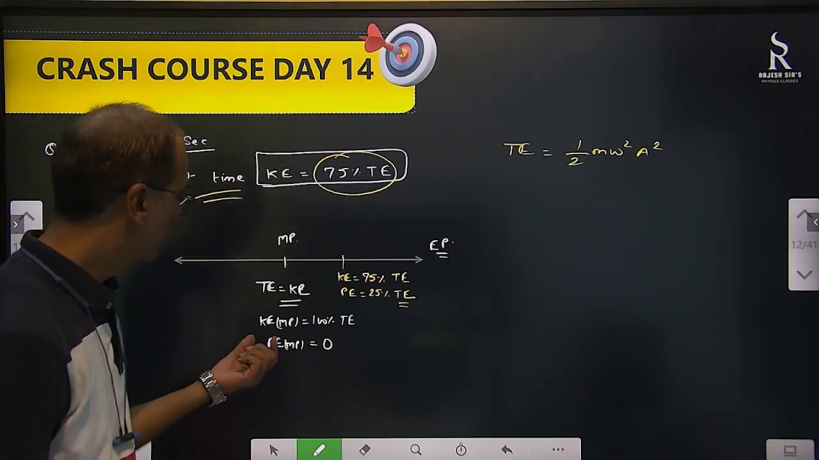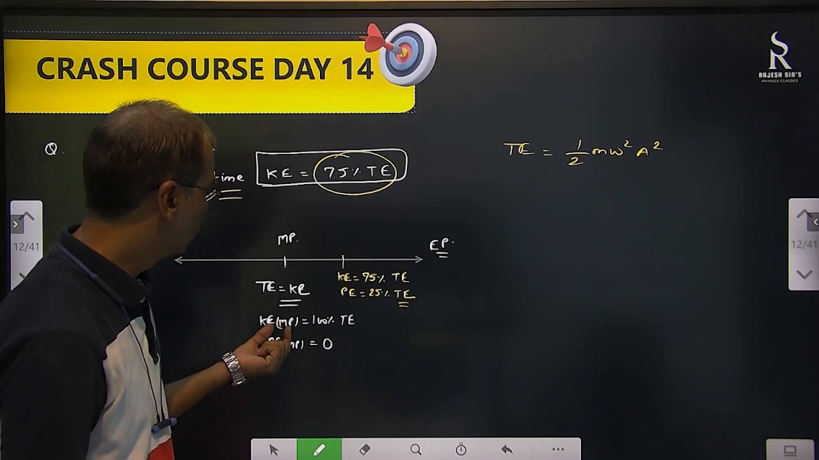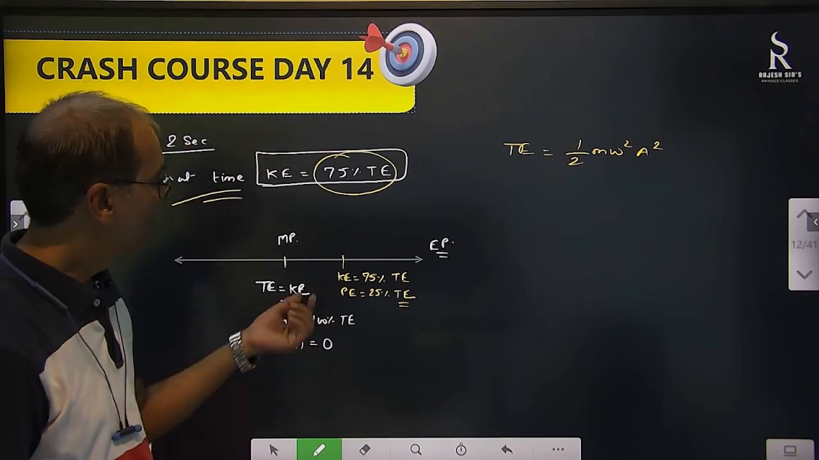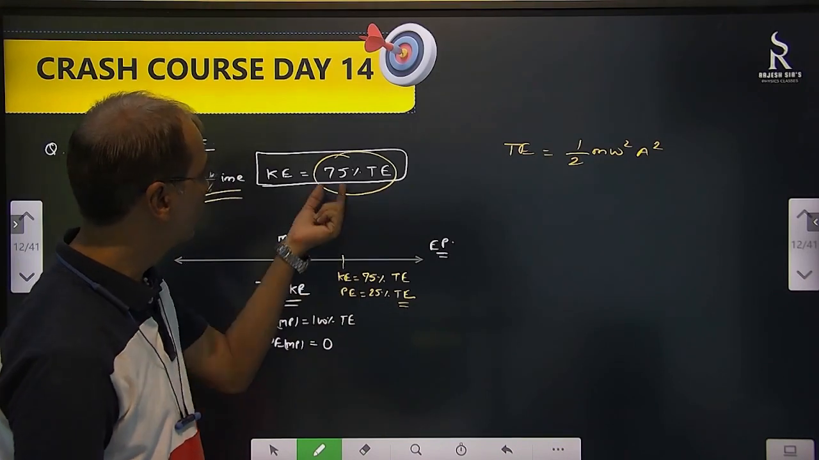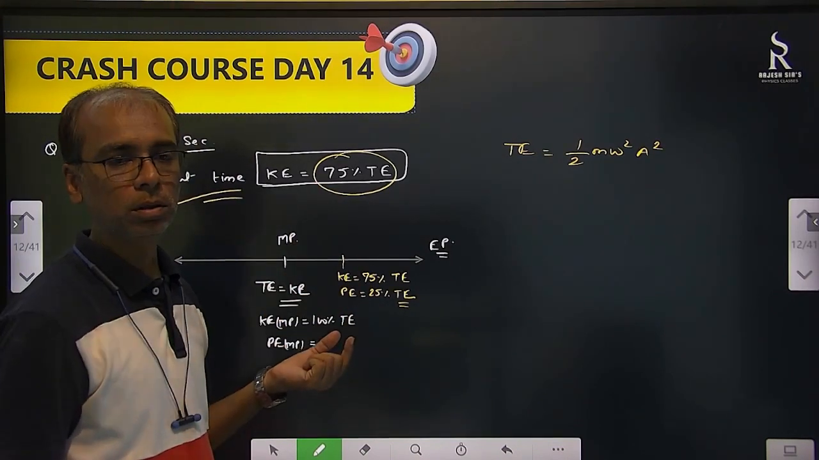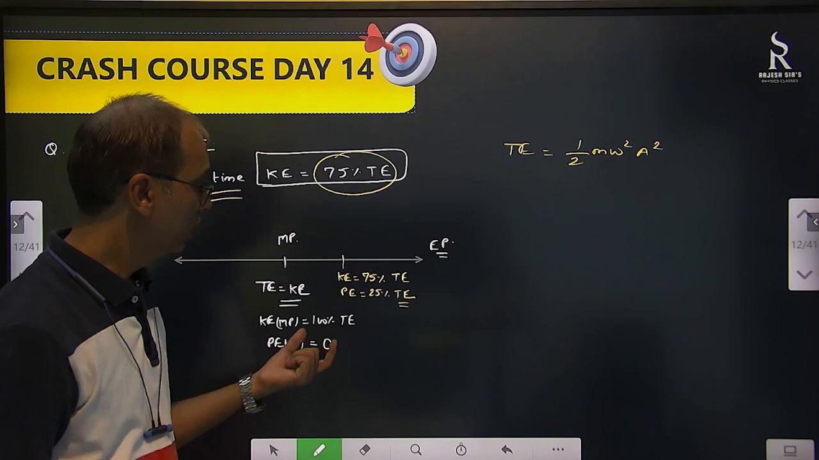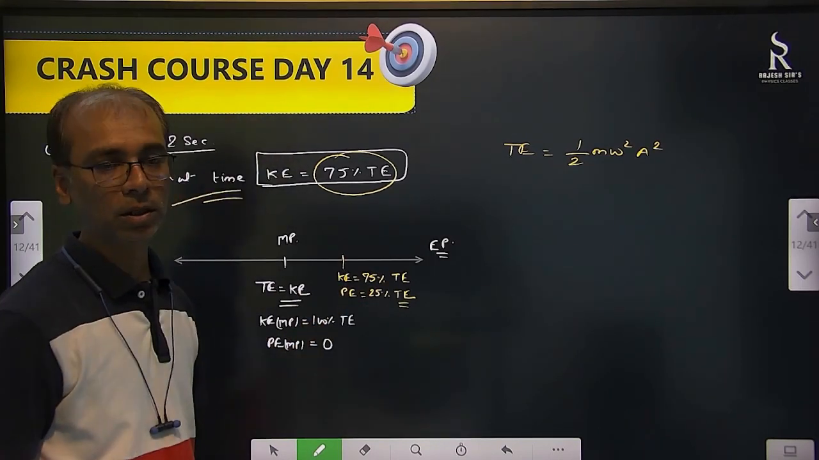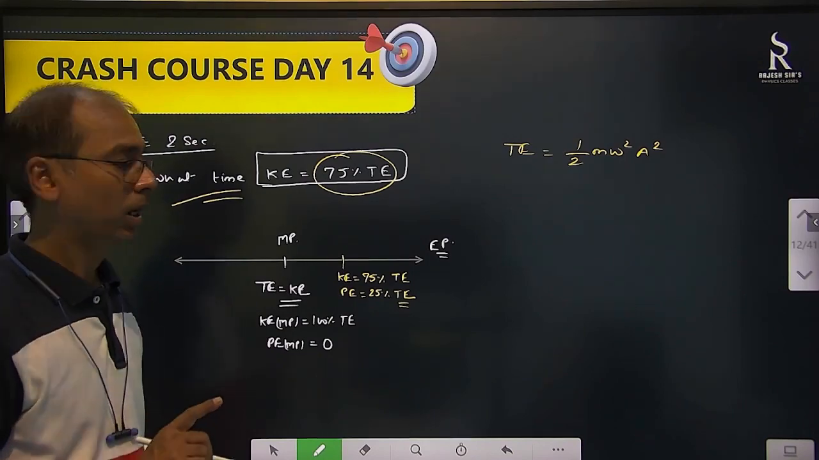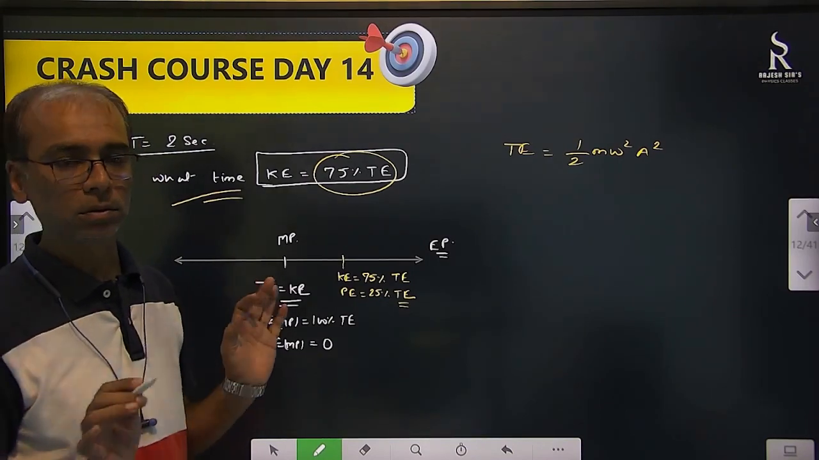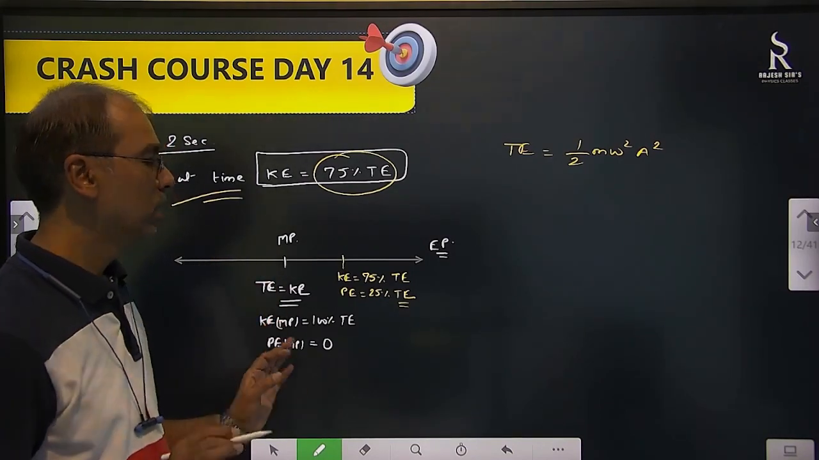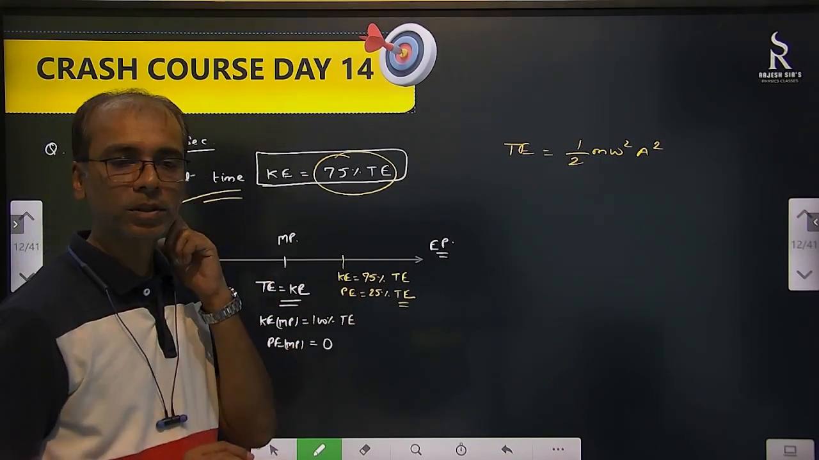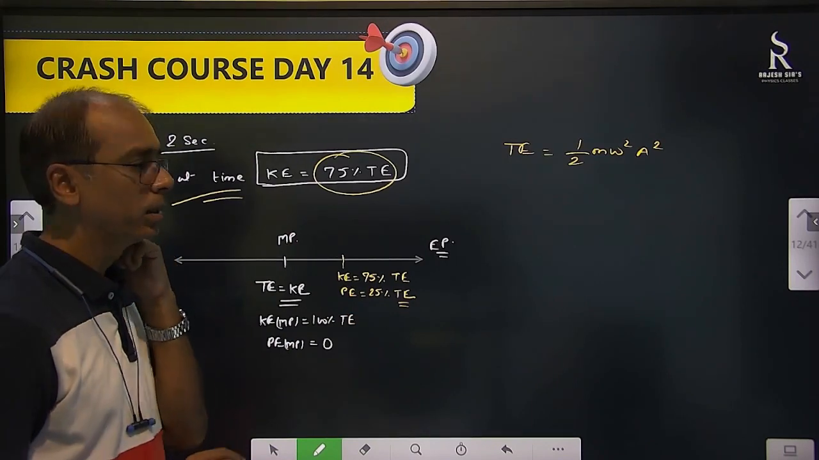So what do we say? Kinetic energy at mean position is 100% of total energy, potential energy is 0. At this position, kinetic energy is 75% of total. Here 100% of total, here 75%. So where is the remaining? It is converted into potential energy. So now my question I have changed. I am not going to talk about kinetic energy. I am going to talk about potential energy. In how much time does my potential energy convert from 0 to 25% of total? Okay, I changed my question.